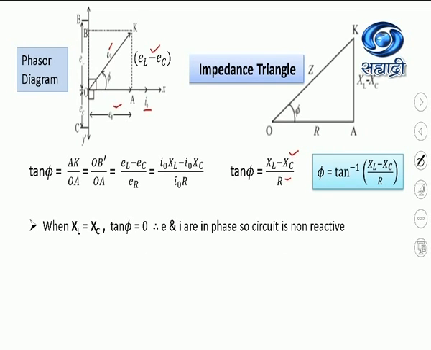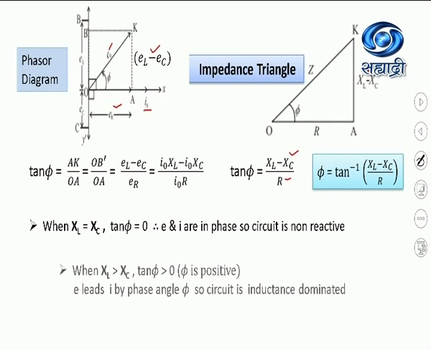When XL is equal to XC, then what do you get? Tan phi is equal to XL minus XC upon R, the numerator is 0, so tan phi is 0. And if there is 0 phase difference, then obviously EMF and current will be in the same phase. And here the circuit will be non-reactive, meaning neither inductive nor capacitive. That's why the word non-reactive is used.